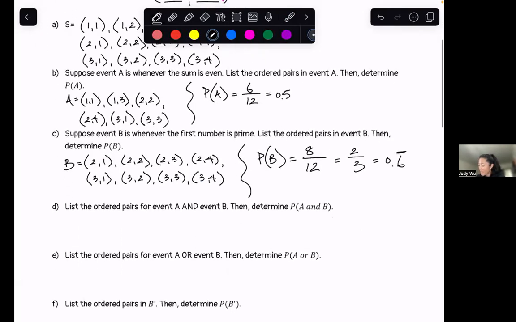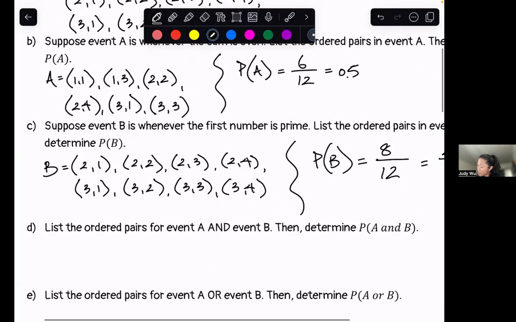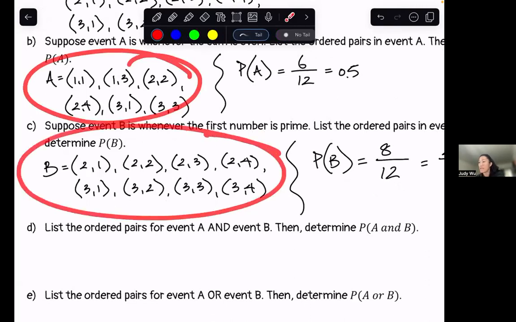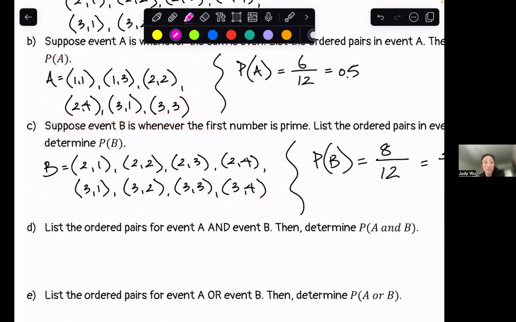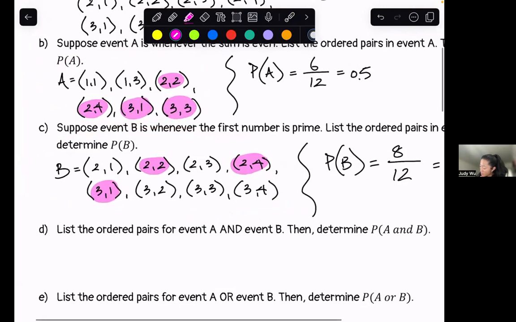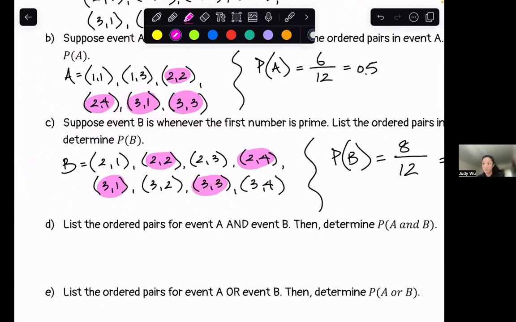All right, let's take a look at part D. It says list the ordered pairs for event A and event B. Okay, so what that means is we're going to look at event A and event B and see which ordered pairs are actually in both of those. Okay, and I'm going to go ahead and highlight those in pink, the ones that are in both of them. Okay, and so I noticed that 2, 2 is in both of them. I noticed that 2, 4 is in both of them. I noticed that 3, 1 is in both, and 3, 3 is in both, okay?